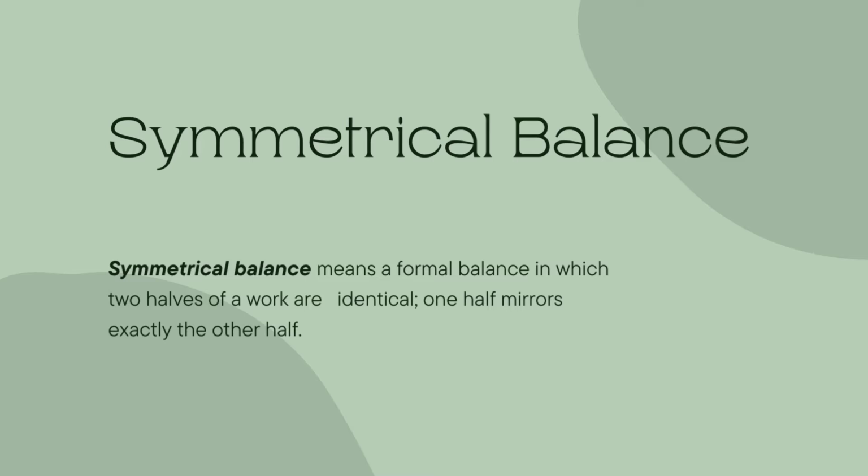So, symmetrical balance means a formal balance in which two halves of a work are identical. One half mirrors exactly the other half. This type of balance occurs when equal or very similar elements are placed on opposite sides of a central axis. The axis may be a real part of the design, or it may be an imaginary line, such as what you will see in figures 1A and 1B in the next slide.